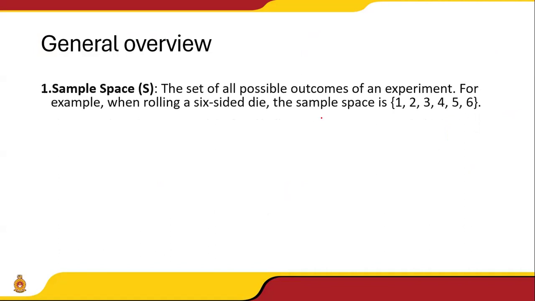The very first thing is the sample space. It's the set of possible outcomes of an experiment. Once we do an experiment, we could have some possibilities in the sample space. For example, take a 6-sided die, and you know what a die is. The possible outcomes in this case are that we can get the number 1, 2, 3, 4, 5 or 6.